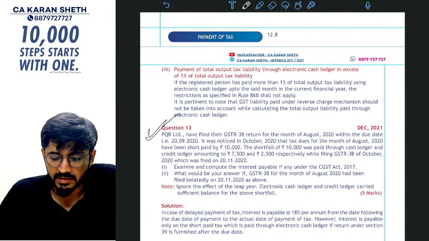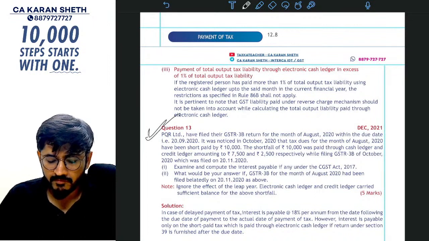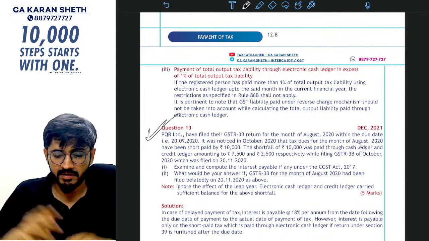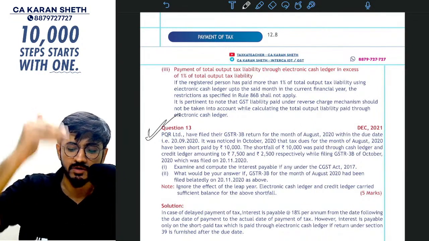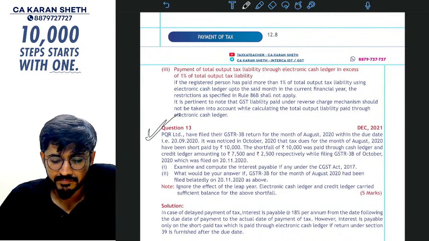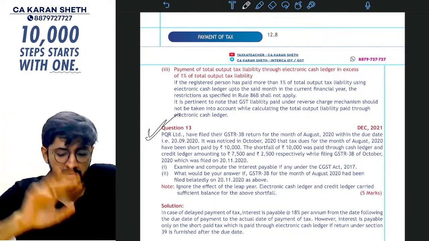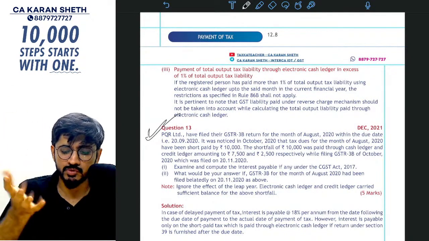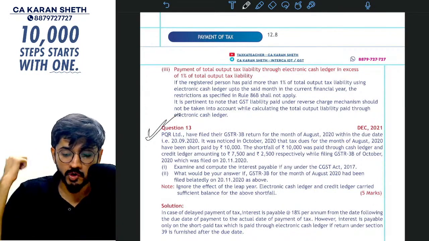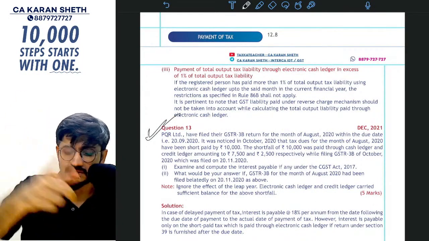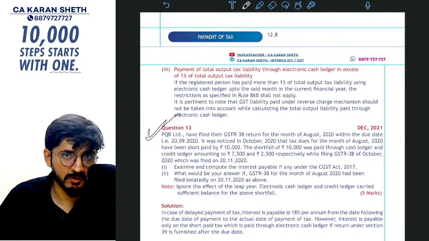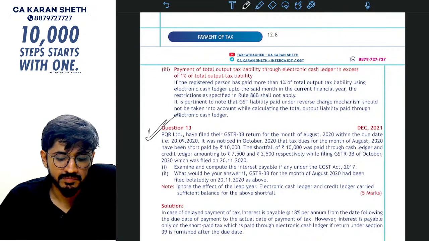Right? So tell me one thing. For the month of August, if the due date happens to be 20th 9, correct? Fair enough. Did he file the return on the due date? Yes. He has filed the return on the due date. So whatever due date is of August 20th 9, he has filed on that. But then it was noticed in the month of October that the liability that he has paid in the month of August is short paid by 10,000.